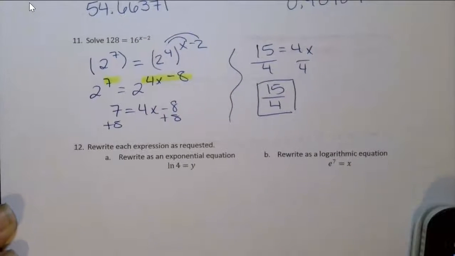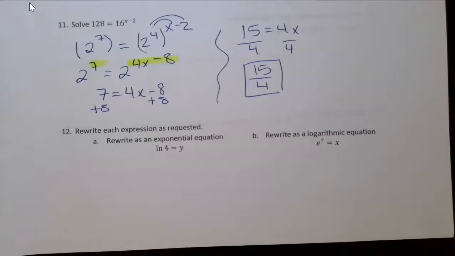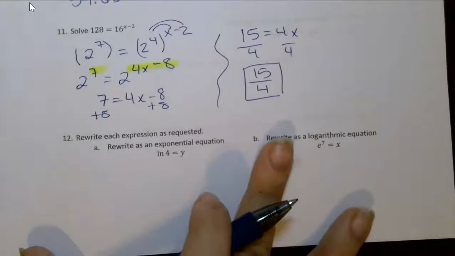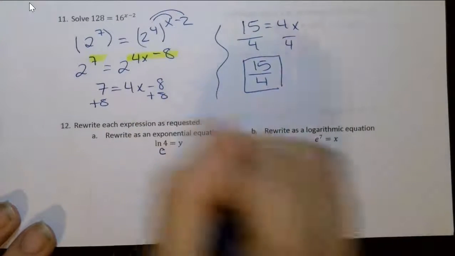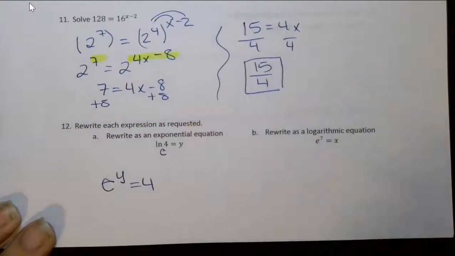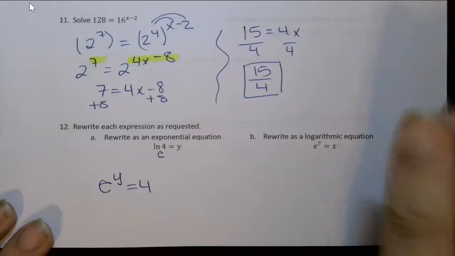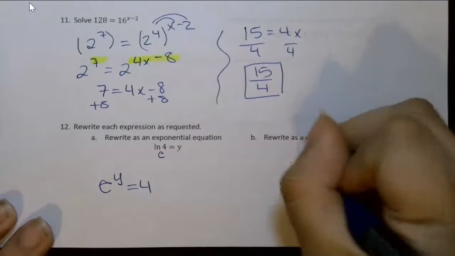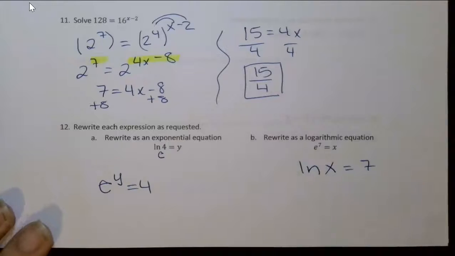Okay, number 12 wants me to rewrite each expression as requested. It wants me to rewrite this as an exponential. This one has a base of e, so I swap the y in the form. It's going to be e to the y equals 4. B wants me to turn it into a logarithmic equation. Whenever I have base e, I write ln instead, and then I switch the x and the 7.